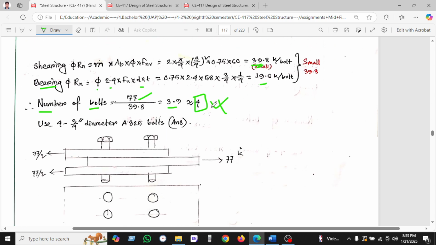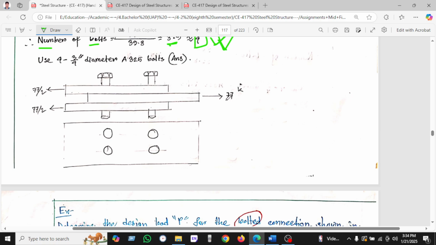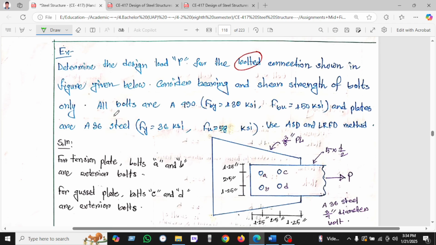In this way you are same, we are taking the 3.9 which is the same. That's why we are taking the even number, which is the 4 bolt, so we are not taking the odd number. Okay, let's see, this is the example, this is the final. So let's see another example.